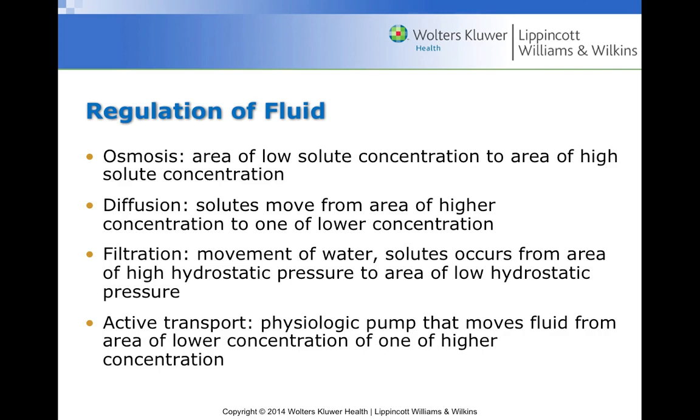Osmotic pressure is the amount of hydrostatic pressure needed to stop the flow of water by osmosis. It is primarily determined by the concentration of solutes. Oncotic pressure is the osmotic pressure exerted by proteins, such as your albumin. When we look at osmotic diuresis, this is the increase in urine output caused by the excretion of substances such as glucose, mannitol, or contrast agents in the urine.